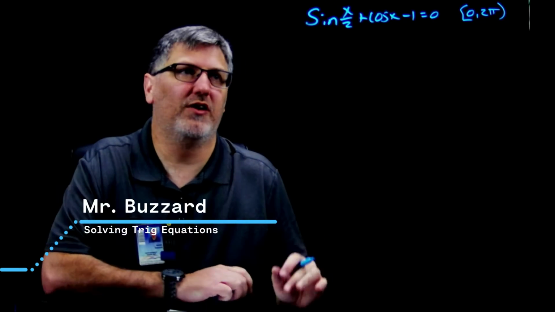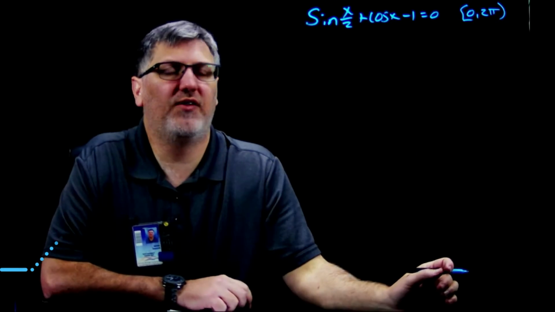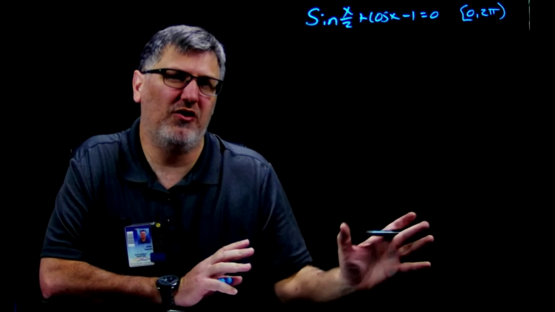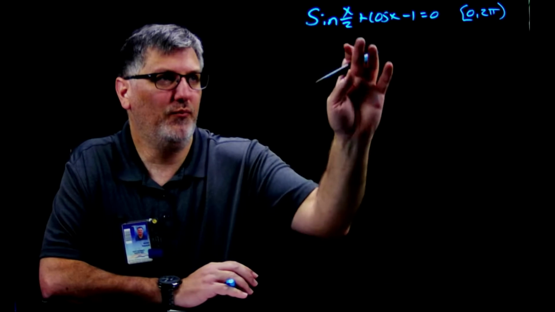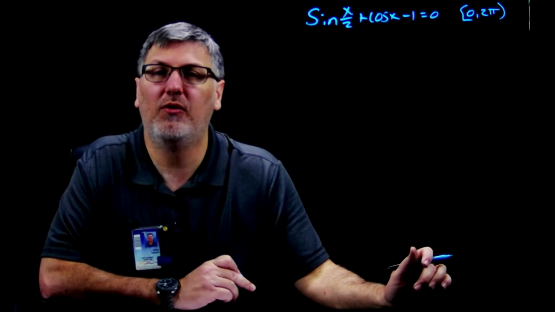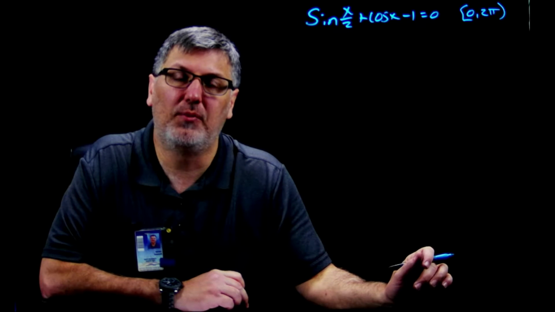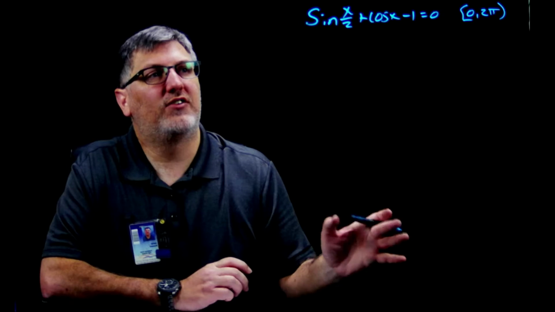All right, let's look at another example. Here I've got sine of x divided by 2, so that's going to tell me I need to use a half angle identity, plus cosine x minus 1 equals 0. And I want the answers between 0 and 2 pi. All right, so let's do this.